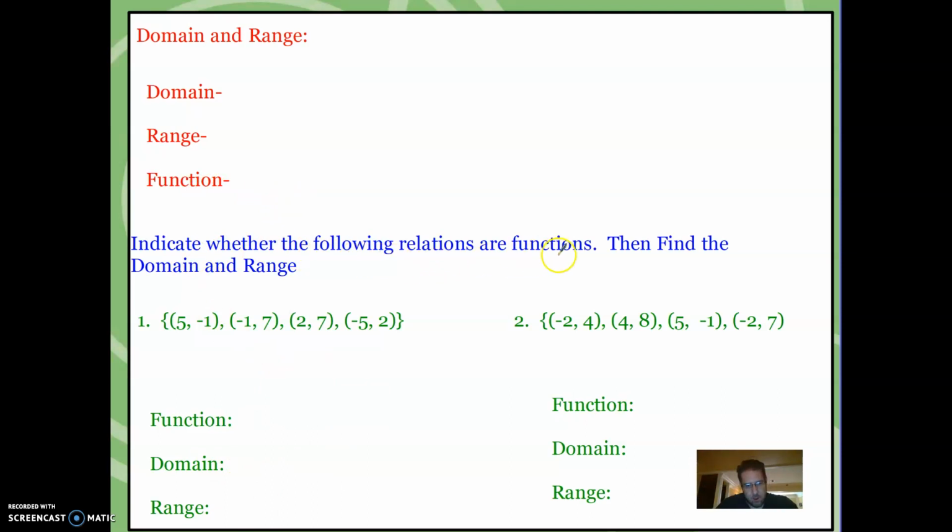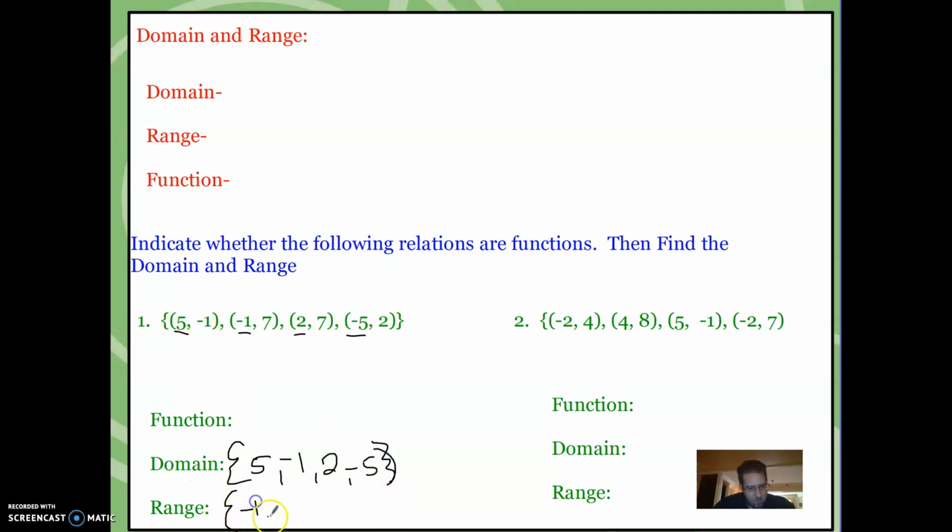So indicate whether or not the following relations are functions, then find the domain and range. So in this case, is it a function? Sorry, I meant to do that for domain. So the domain is the list of all the x values, which are these numbers. So we have 5, -1, 2, and -5. And each one of these is different.